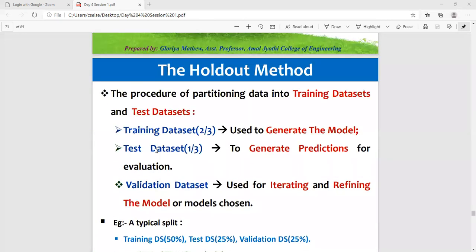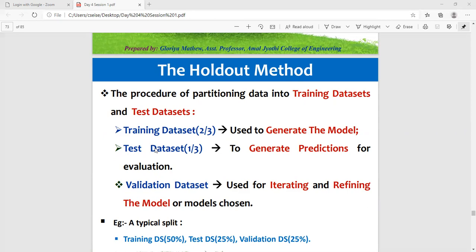Next you come to new concepts. First, how are you going to do this in clustering? The procedure of partitioning: how you partition the data into training data and testing data. Training data means both input and output are there. Testing data means input is there, but output is not. So in testing, input will be there, output will not be there.